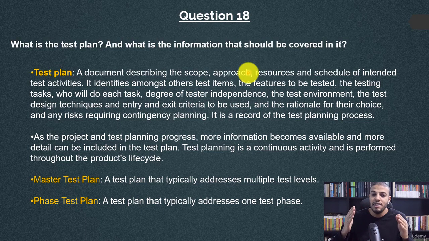So the test plan is a document which describes our goals, okay? It is like any plan. It's like a personal plan, it is like a project plan, but it only focuses on software testing. So the test plan is a document describing the scope, approach, resources, and schedule of the test activities. It identifies the test items, the features that will be tested, the testing tasks, and who will perform those tasks. Okay, if we have, like we said, a junior tester, a senior tester, and a team leader, we will divide the tasks between them. It will also provide the degree of tester independence.